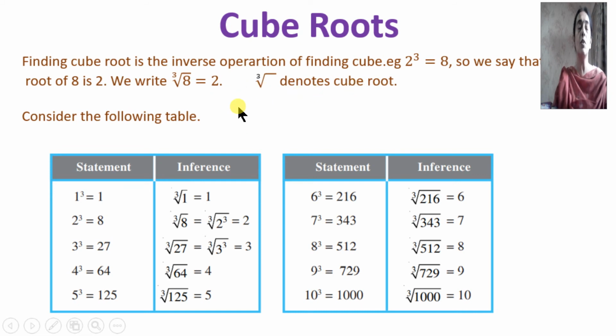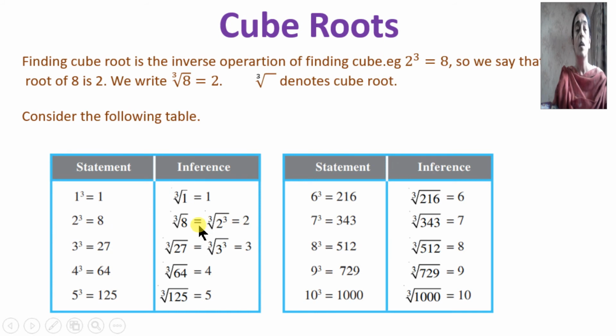Now look into the following table. 1 cube is 1. Now as I told you, cube root is the inverse operation of cube. So here cube root of 1 will be 1. 2 cube is 8. So cube root of 8 will be 2. How? Instead of 8, I will write here 2 cube, because 2 cube is 8. So instead of 8, I am writing 2 cube inside. So when I remove the cube root sign, the cube sign also gets removed and it gets 2.